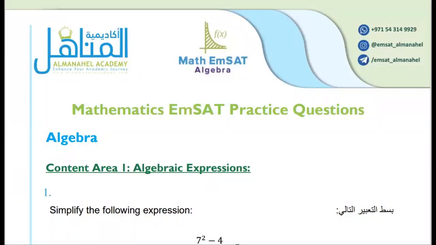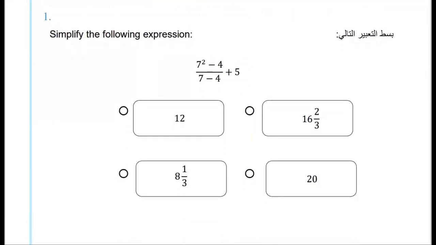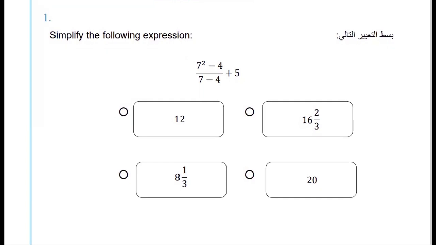Hello, students. In this video lesson, we're going to solve a couple of EmSAT practice questions related to algebraic expressions. Let's get started. Question number 1. Simplify the following expression: (7 squared minus 4) over (7 minus 4), plus 5.